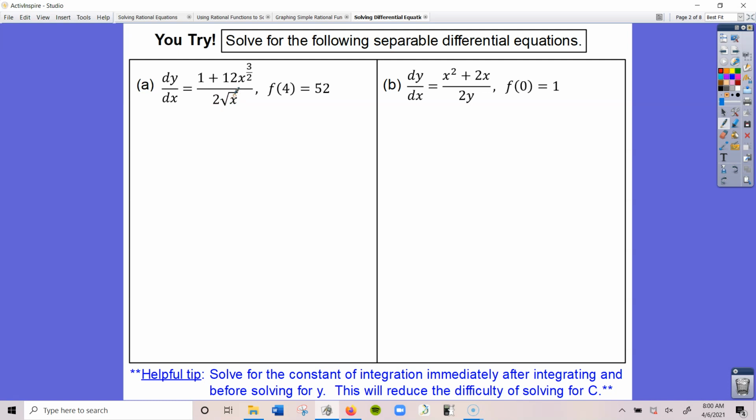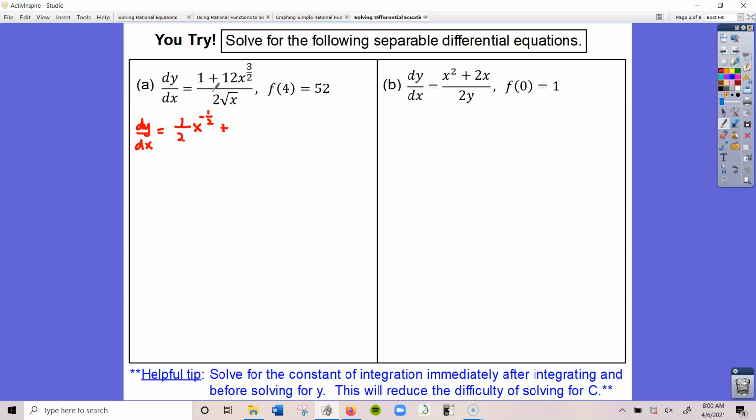Or if it makes it easier, you can bring this up and then the square root of x up and then distribute. Let's see what works out best. I'm going to separate this. So this is dy dx is equal to 1 over 2x to the negative 1/2 plus, so what I did here is 1 divided by 2, so 1/2, and then I brought the square root of x up, which is x to the negative 1/2.